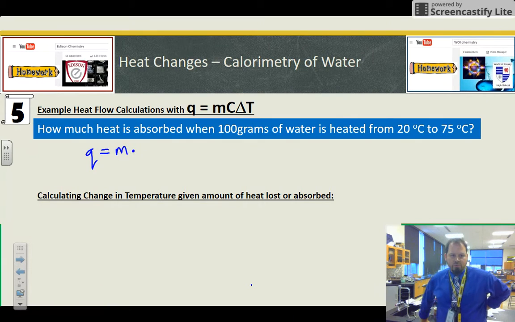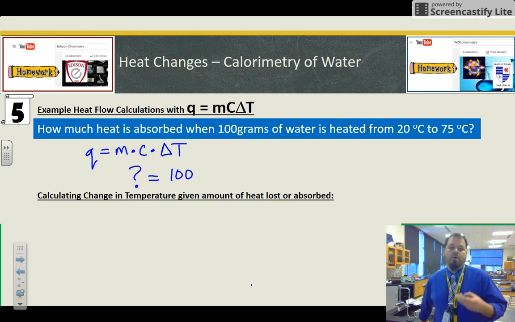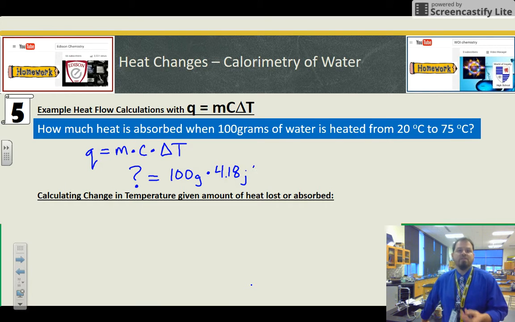I'm going to read this real quick. It says how much heat is absorbed, so I'm looking for heat, when I have 100 grams of water that's heated from 20 degrees to 75 degrees. Even if this wasn't in the notes under q = mcΔT, I'd see that the temperature was 20 degrees and then it went to 75 degrees, hence a change in temperature. I need to decode that and use the change in temperature equation.